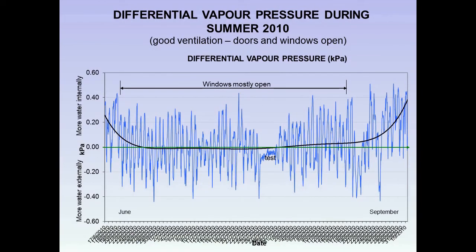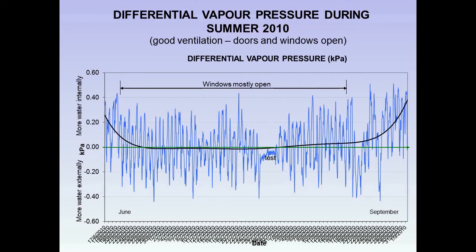And here's just an example of differential vapor pressure during the summer. We don't usually do this sort of thing during the summer because we have good ventilation with doors and windows open, but it does illustrate a couple of items. On the left we have positive and negative vapor pressures. Where it's positive, we've got more water internally in the atmosphere than outside. But notice how the vapor pressure data goes up and down, positive to negative, all the way through the summer, and it does this anyway.